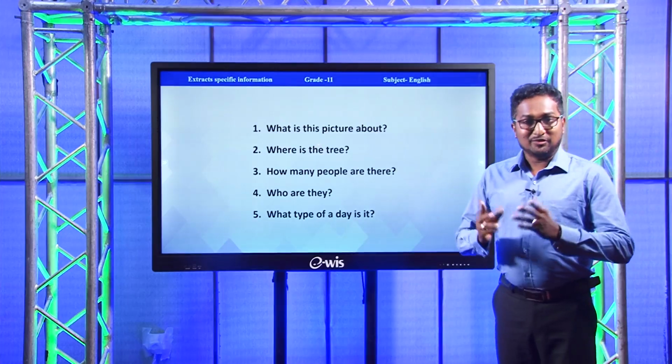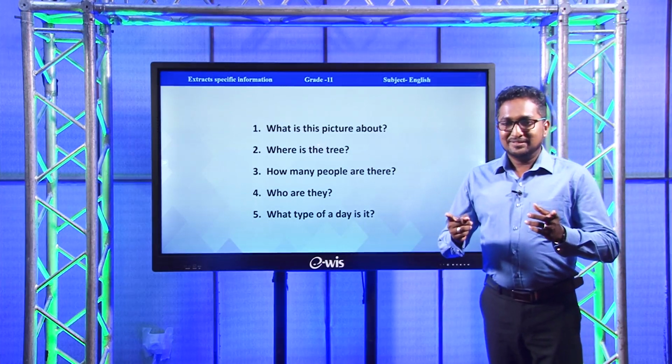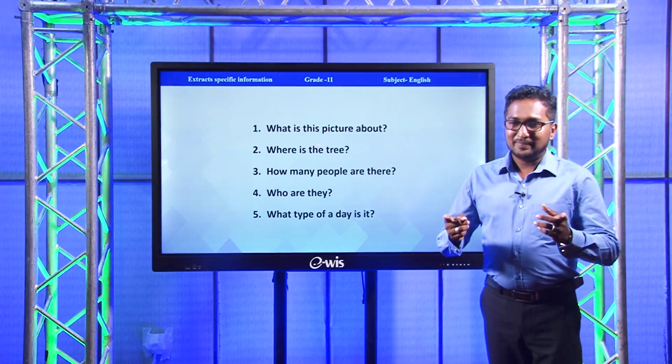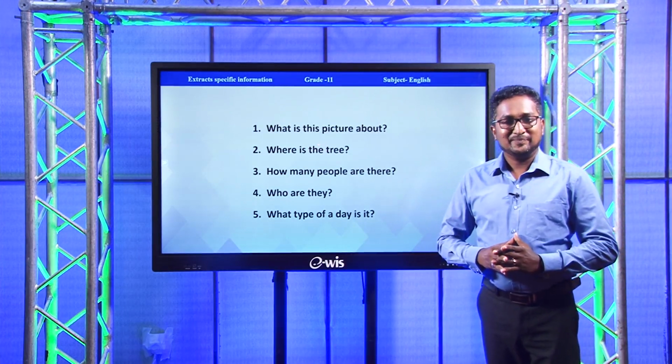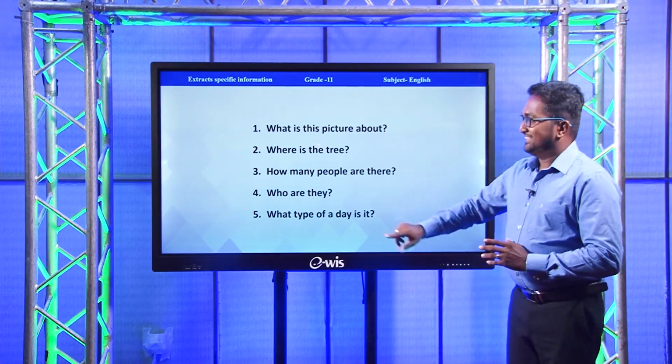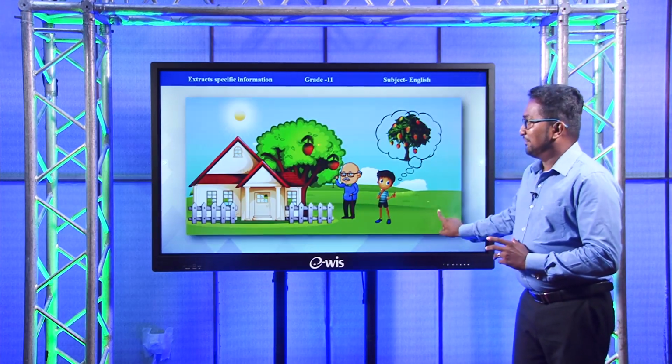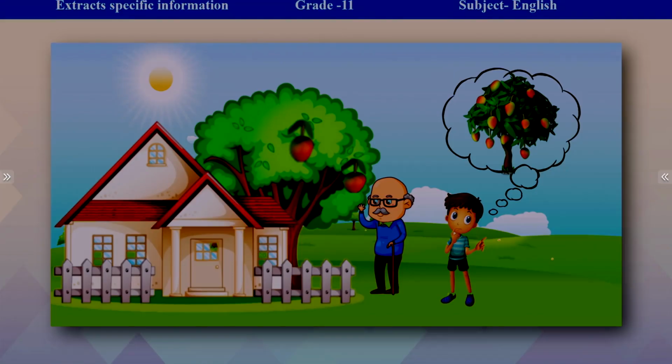I hope now you all are ready with your books. Can you take them down to your books? Then it is easy for you to take down the answers. Right. Now we'll move back to the picture. Okay children, what is this picture about? How many people are there? And what type of a day is it? And where is the tree?